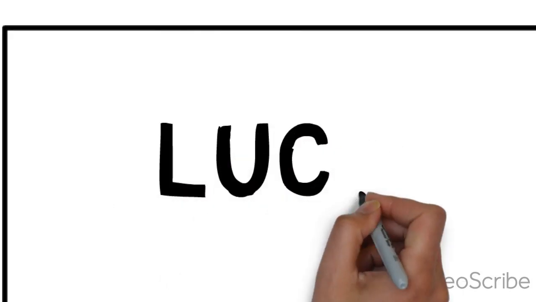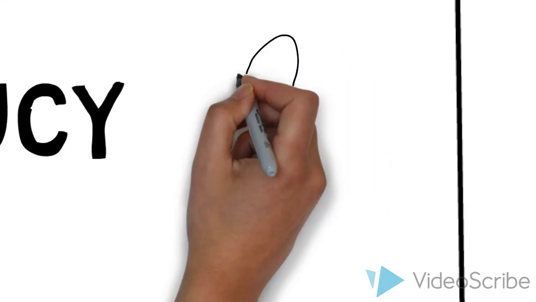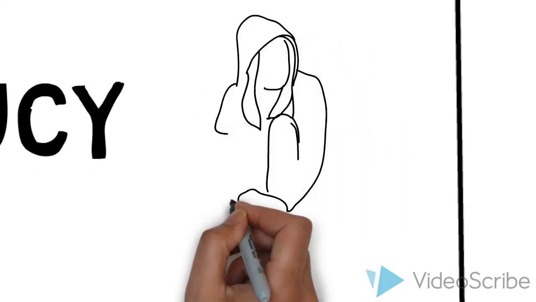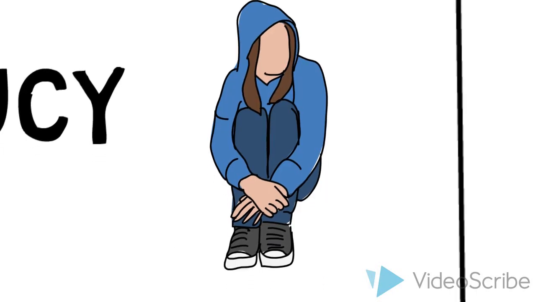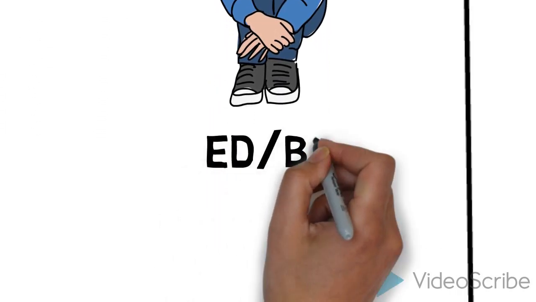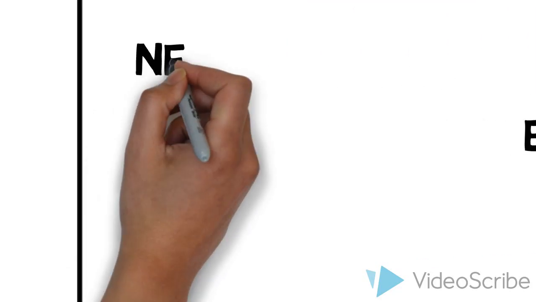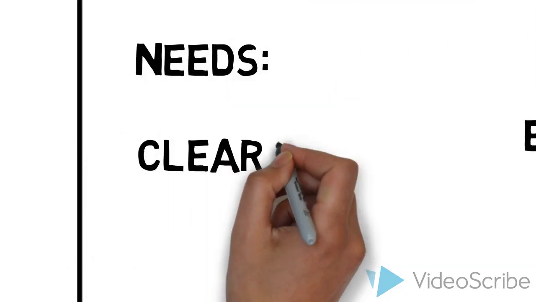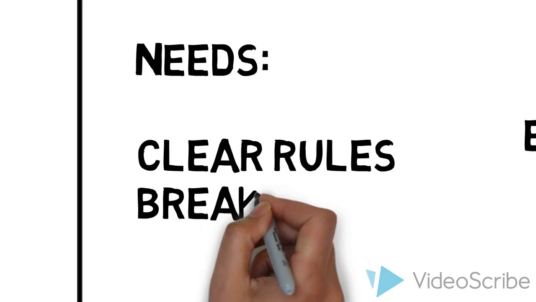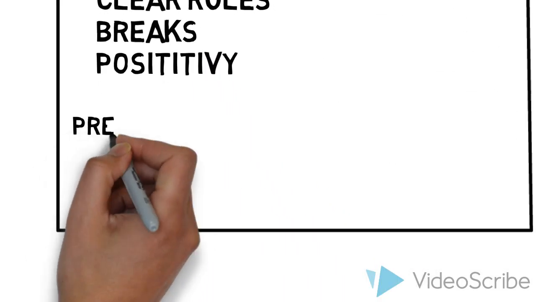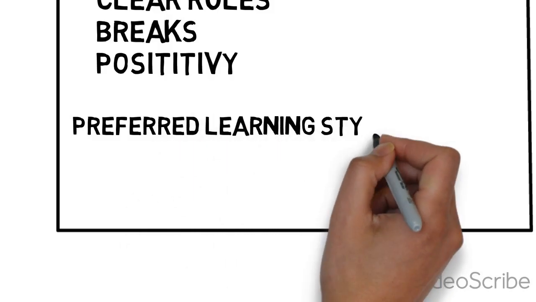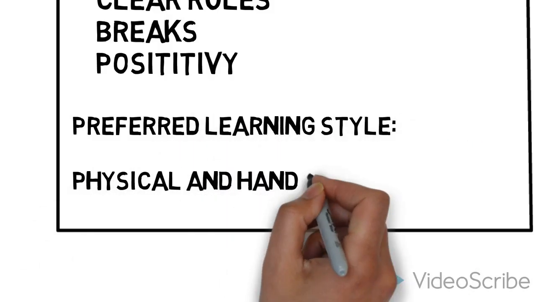When looking at Lucy's 504 plan, it states that an IEP states that it needs clear instruction, breaks between activities that require sitting and listening, structures for positive interactions with peers, and her preferred learning style is she enjoys physical activity and hands-on learning. This is great for her learning style because this is a hands-on activity.